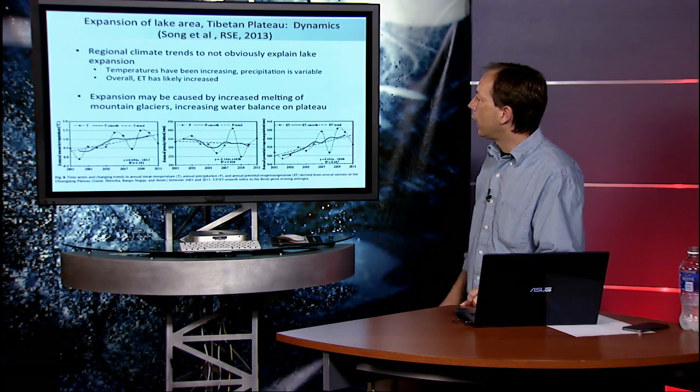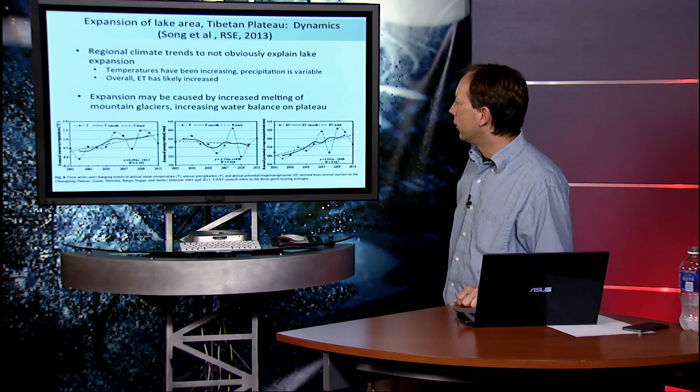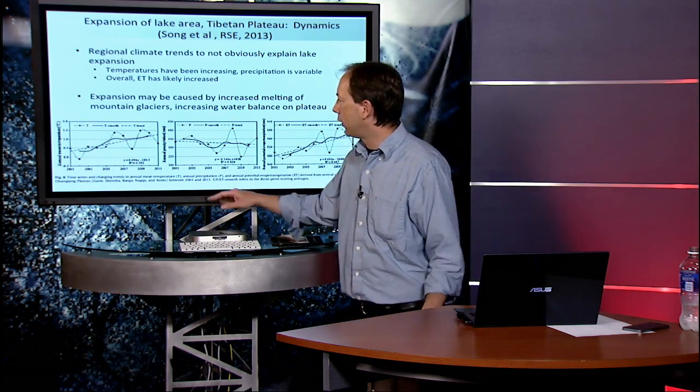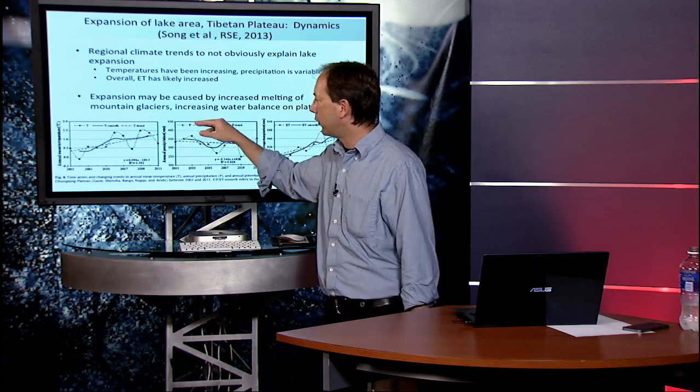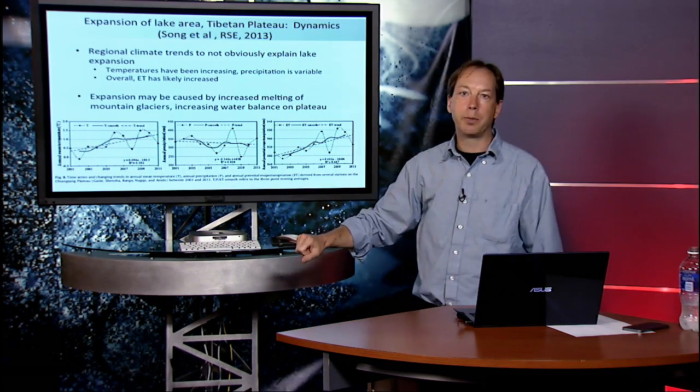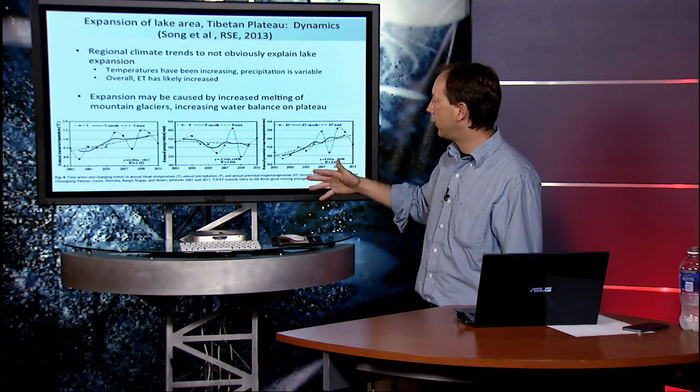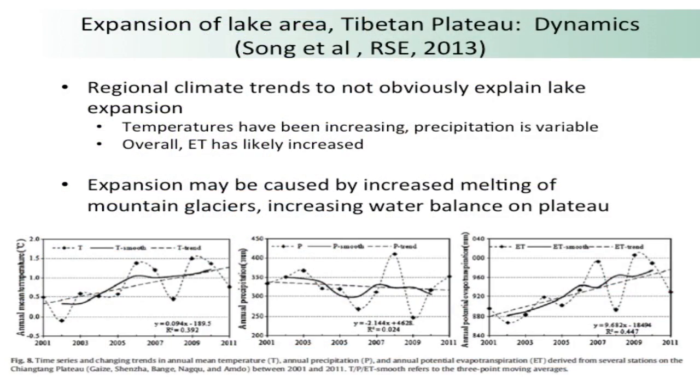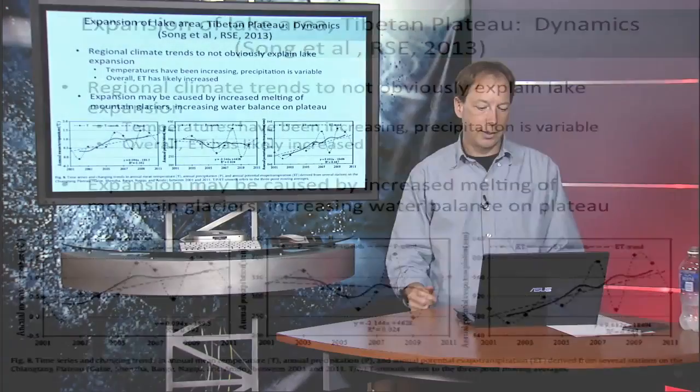When they looked at the regional climate trends, it was pretty interesting because, like Spain, which we saw earlier, the temperature is increasing pretty steadily throughout the plateau with all the available met stations. Precipitation isn't really changing very much, but in any case, the increase in ET isn't really consistent with what you'd expect for increasing lake area, which is what they saw from the satellite data.